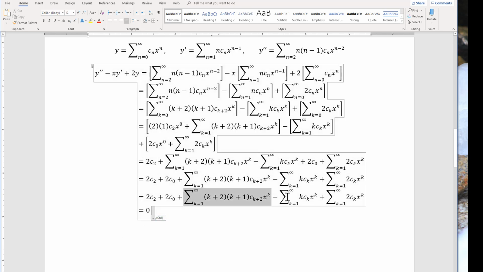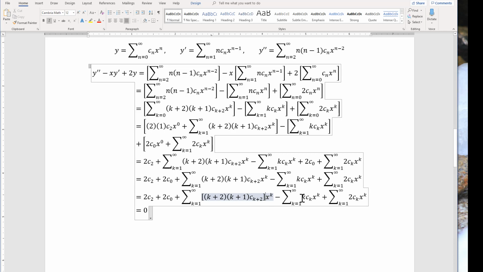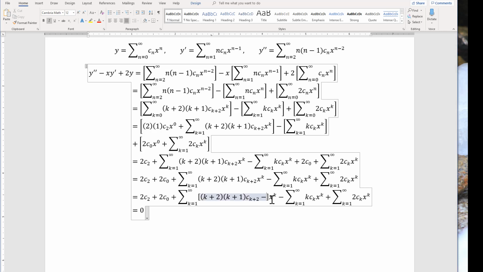So I want to combine these three series, since they all start with the same index now. They all have the same x power. So what I'm going to do is take this series and combine it with the first one. So notice that the series all have an x to the k in them, so we can imagine that we can take the x to the k out. So for this series I have k c sub k with a negative in front. So I actually have a minus k c sub k.